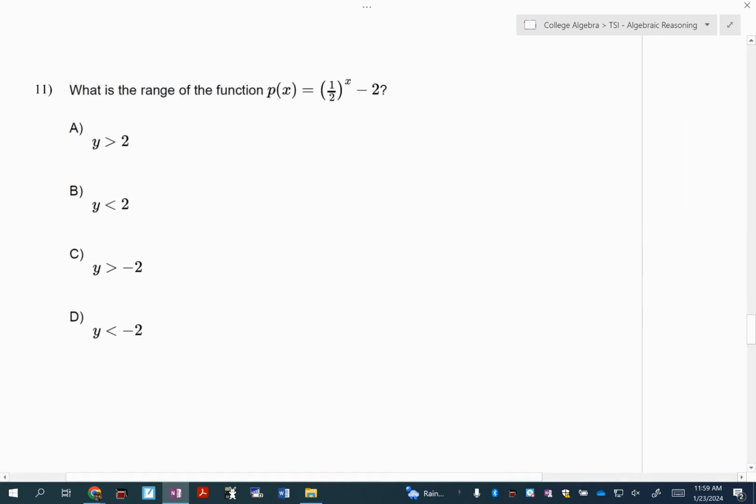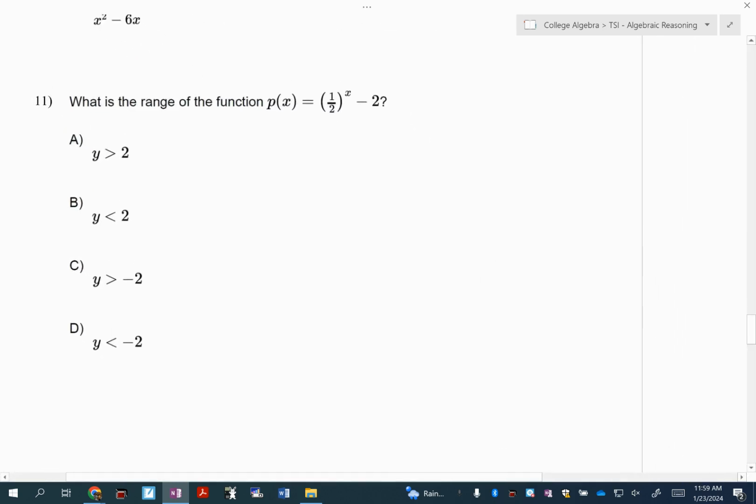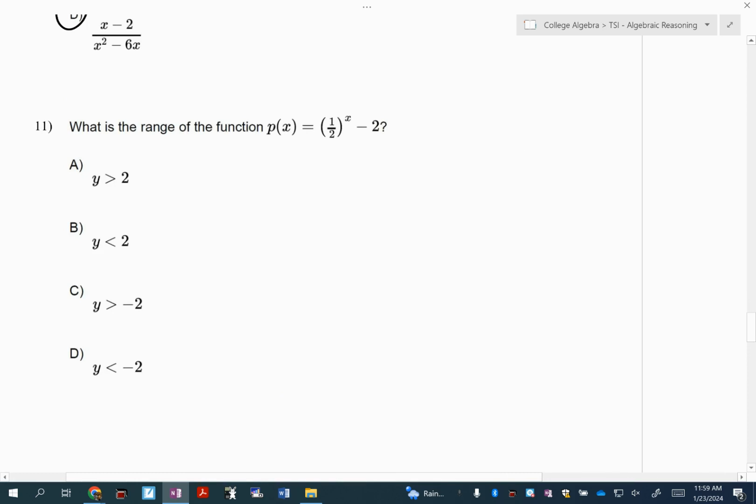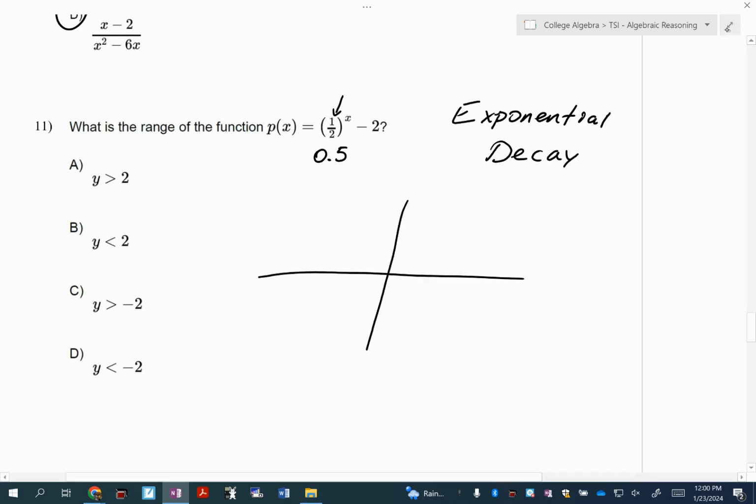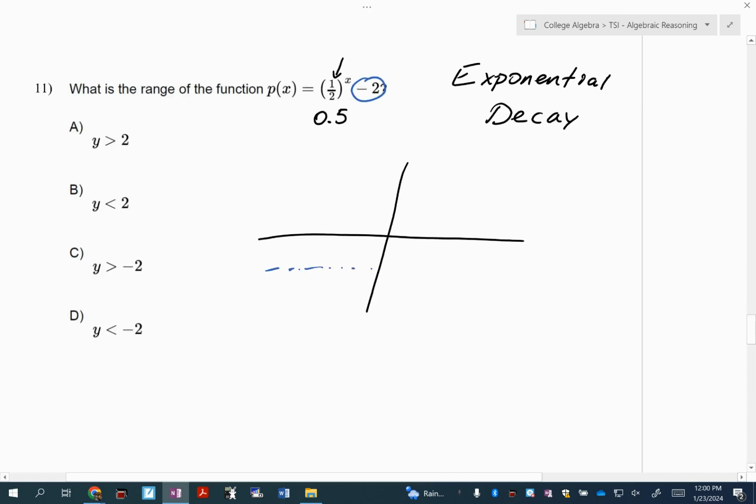Number 11, what is the range of this function? Now this, I put this on the review because it may have been a while since we've done this. But if you look at this, it's an exponential function because you have x in the exponent. And then you have 1/2 in the parentheses, which you could rewrite as 0.5. Because that base is between 0 and 1, this is an example of exponential decay. So when you graph it, the way it works is this -2 is going to be a horizontal asymptote at y equals -2.